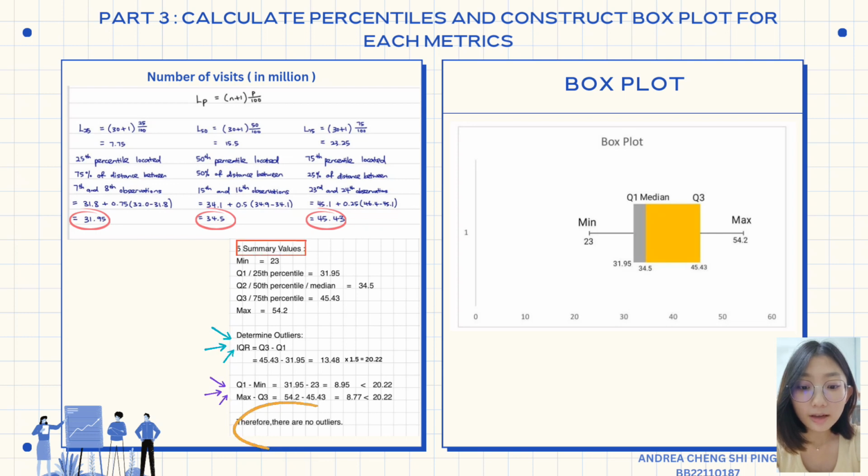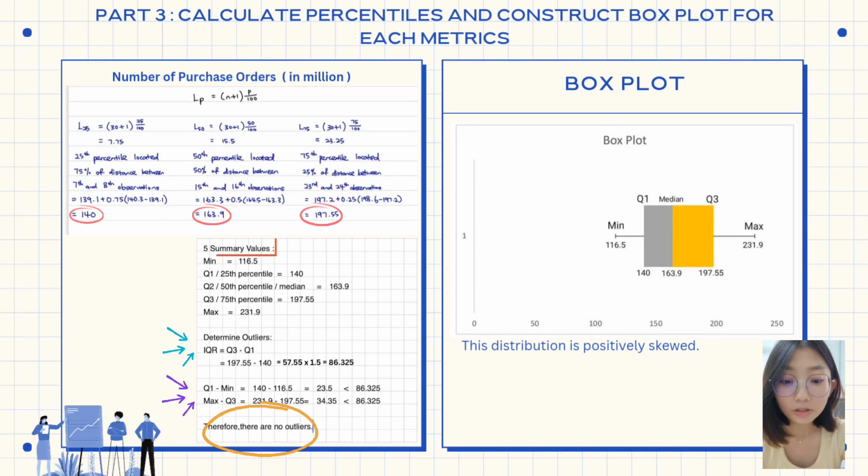To get the final answer, I calculated the 25th percentile, which is located 75% of the distance between the 7th and 8th observations. For the 50th and 75th percentiles, the calculations are the same except for the different observations. After I get the final answers, I can know the 5 summary values of the data. The answer for the IQR is 13.48 and there are no outliers. After all of this calculation, we are able to get the box plot that is shown on the right-hand side of this slide.